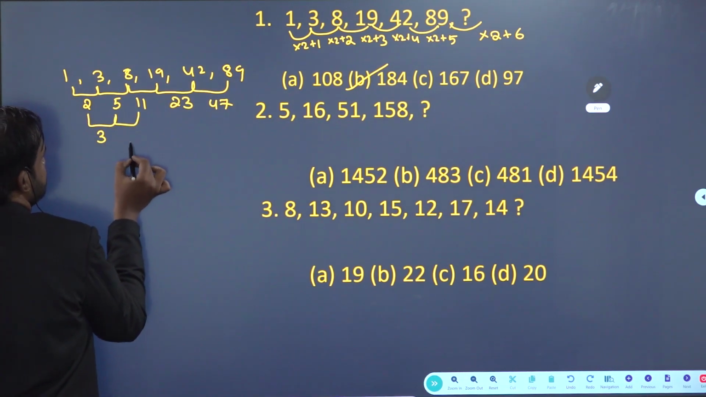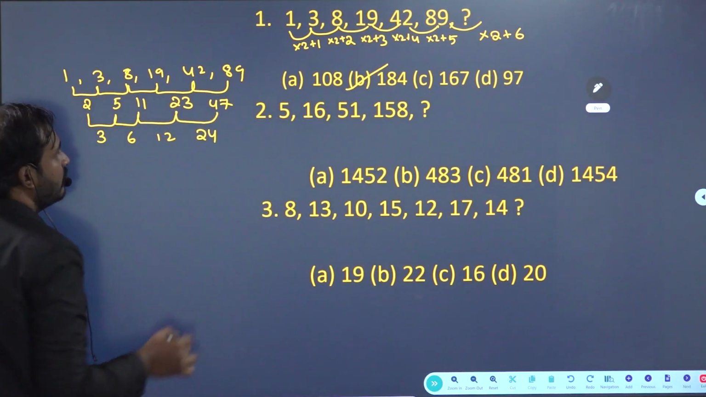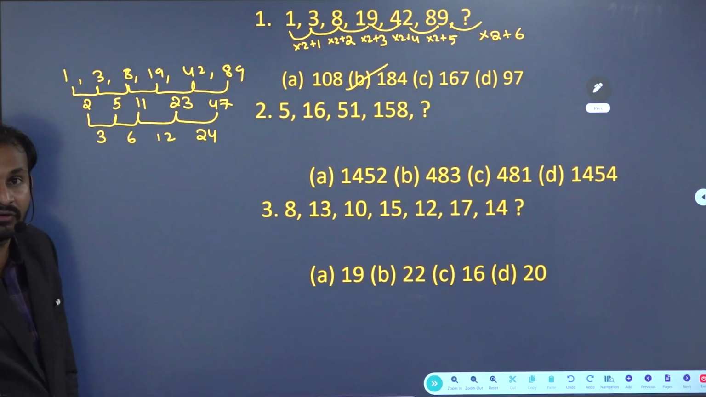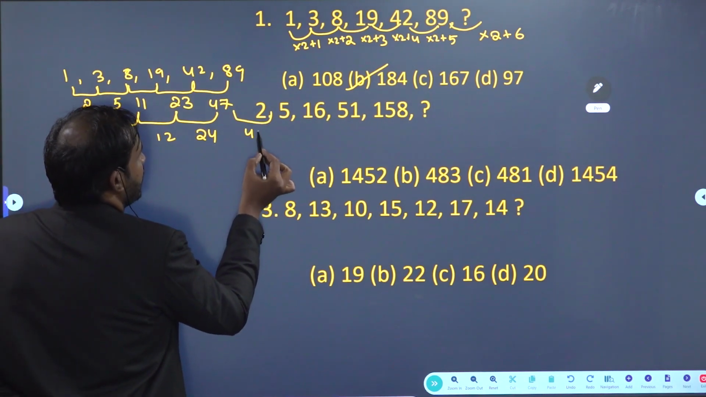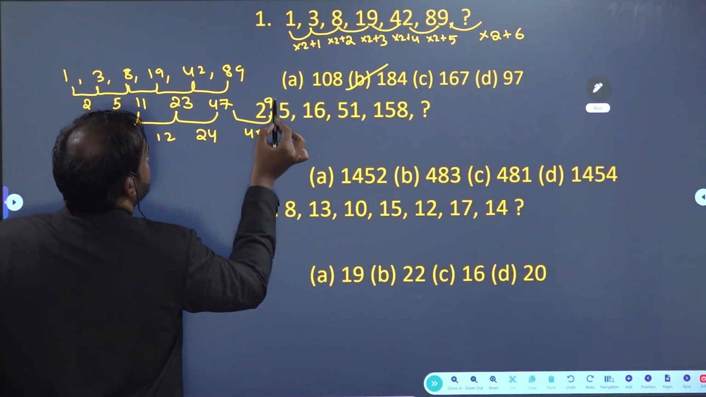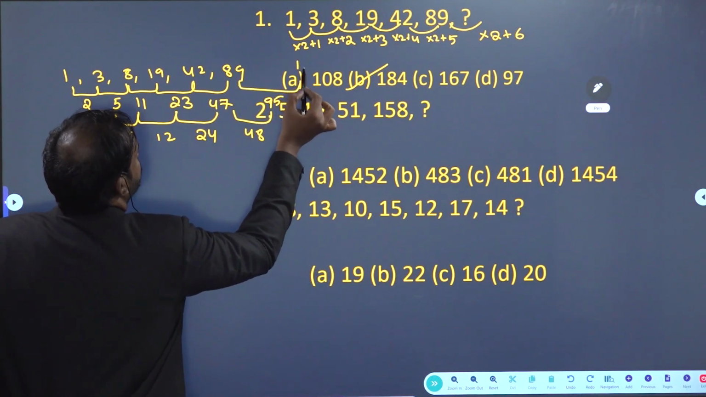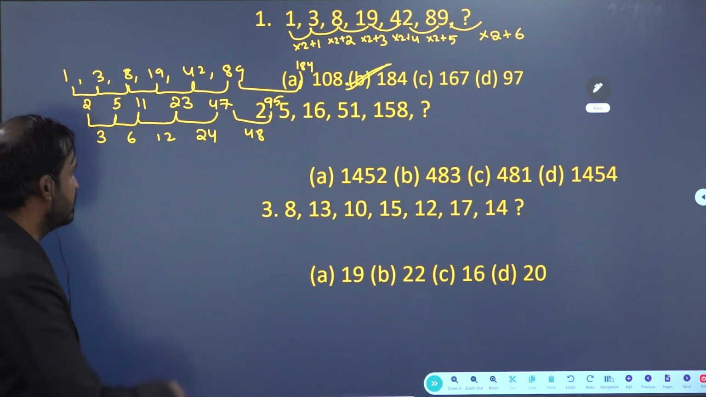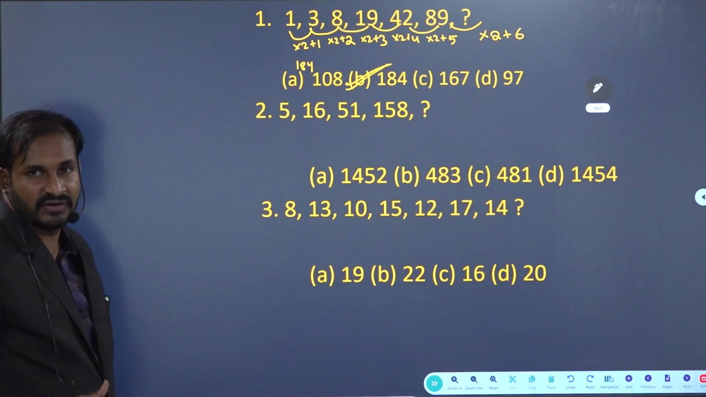3, 6, 12, 24. Now definitely you will get the idea. 3, 6, 12, 24, right? So the next difference should be what? 48. Double, right? 24 double is 48. So 47 plus 48 should be 95. Now 89 plus 95, what should it be? 184. So our answer is 184. Like that also you can mark the answer. So please be careful, students, while writing the answers. That is the only suggestion from my end.